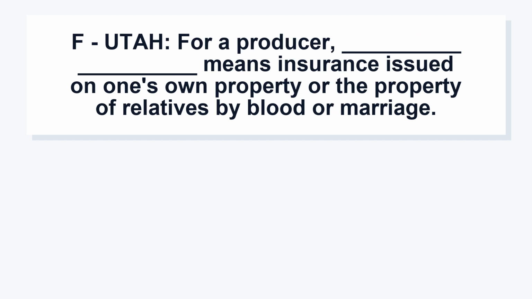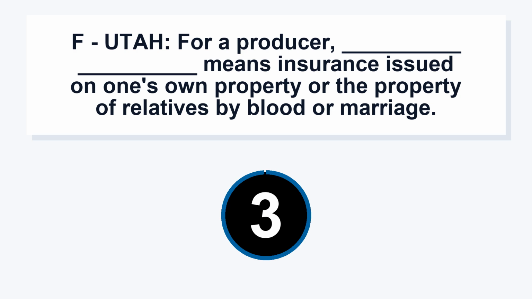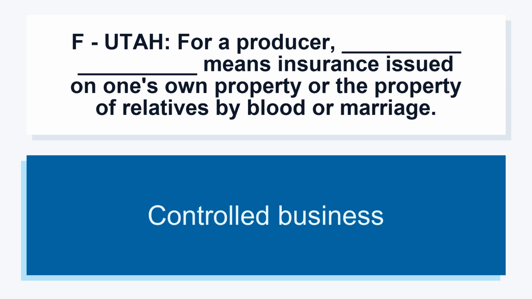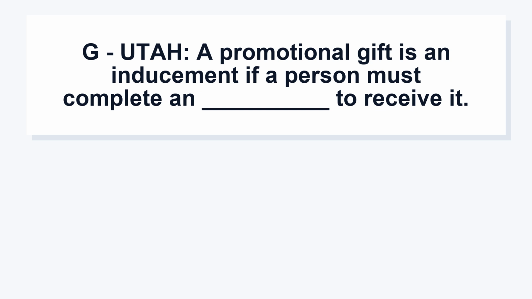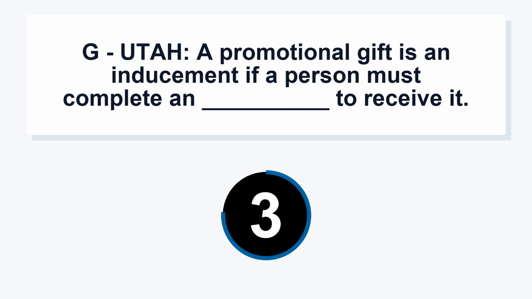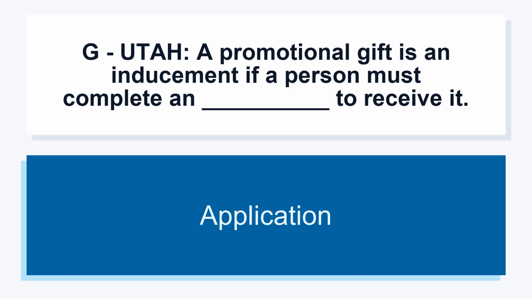Utah, for a producer, ___ means insurance issued on one's own property or the property of relatives by blood or marriage. Controlled business. Utah, a promotional gift is an inducement if a person must complete an ___ to receive it. Application.